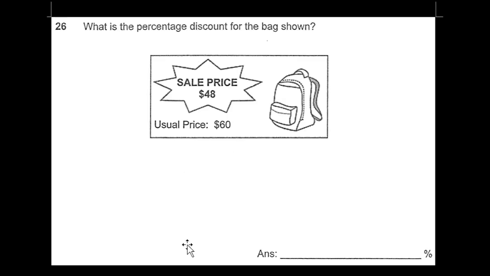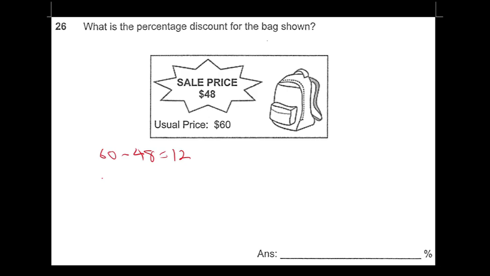Question 26 basically says: what is the percentage discount for the bag shown? The sales price is 48, the usual price is 60. So how much money was discounted? It's 60 minus 48. You realize that it is 12. So there's a discount of $12.